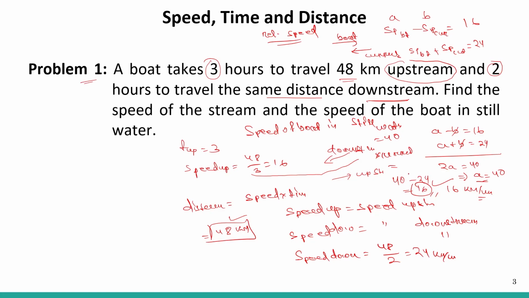So the speed of the current will be 16 kilometers per hour, and the speed of the boat will be 20 kilometers per hour. It will be 4, because 24 minus 4 is 20, so the current is 4 kilometers per hour.